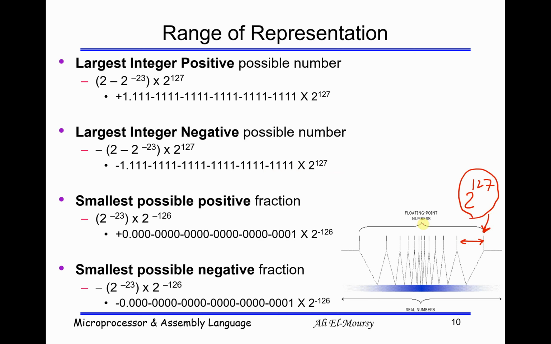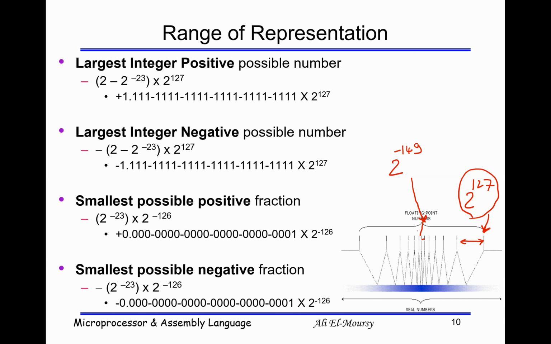But around zero I can represent infinitesimal, very small numbers, with the fraction going down to 2 to the power minus 149. So the distances between the representations are very narrow around zero, and get wider and wider until I reach the high end of the numbers.